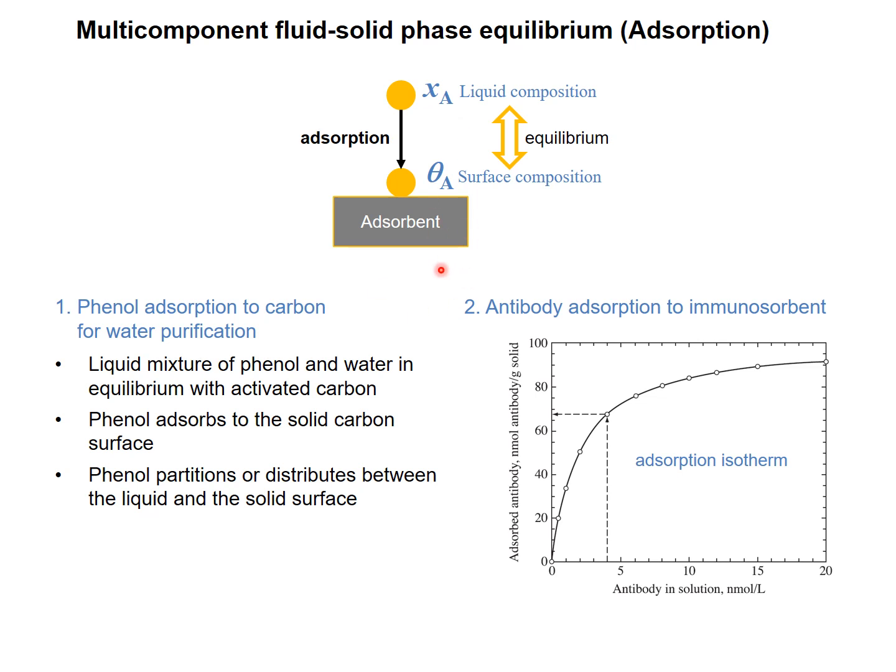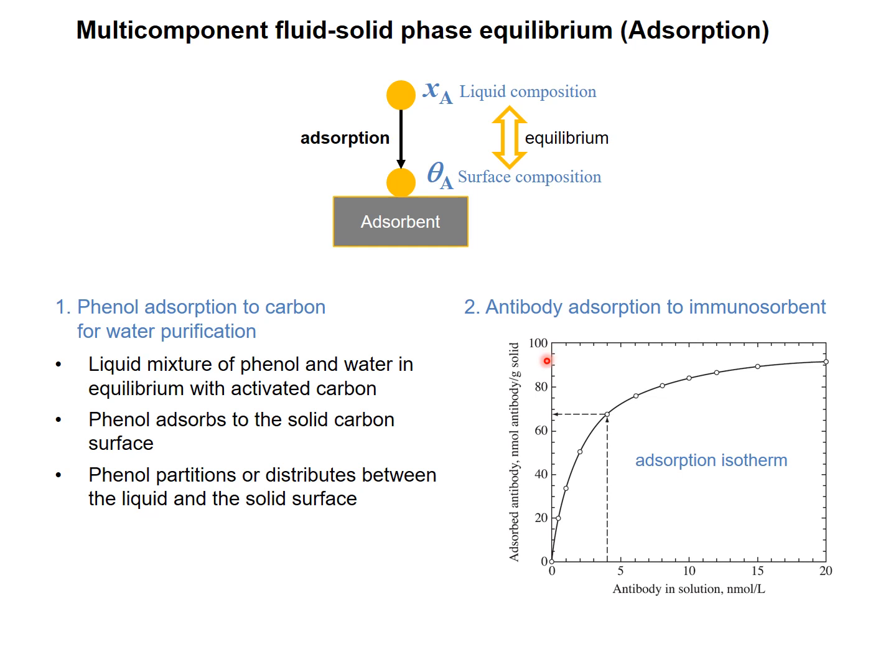Here are two examples. The first one is phenol adsorption to carbon for water purification. A liquid mixture of phenol and water is in equilibrium with activated carbon. Then phenol adsorbs to the solid carbon surface. Phenol partitions or distributes between the liquid phase and the solid phase. The other is antibody adsorption to immunosorbent. In this case, the adsorbent is immunosorbent and the antibody is adsorbed onto the surface of this immunosorbent.